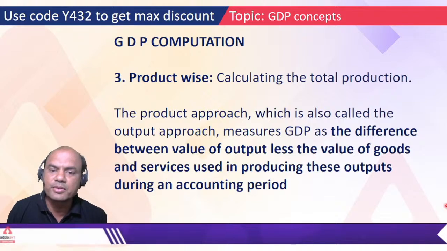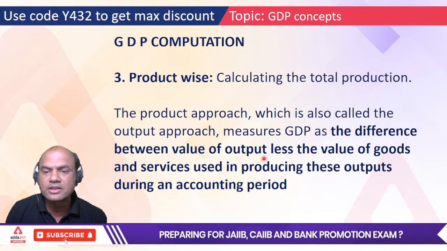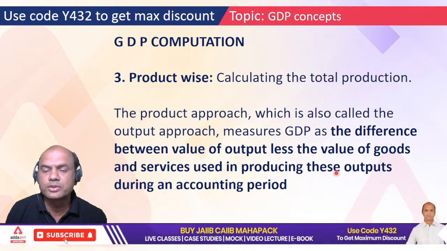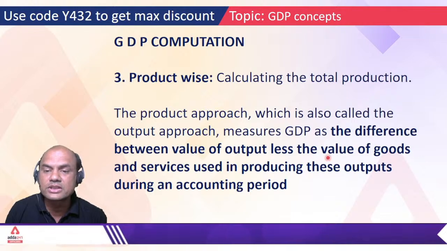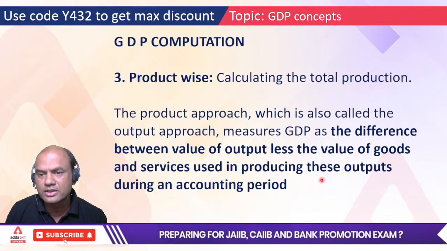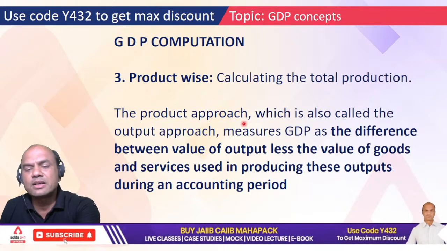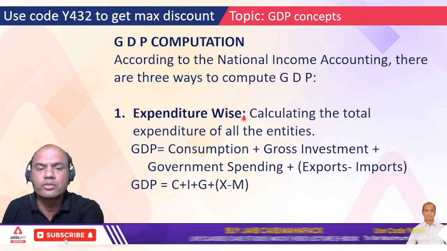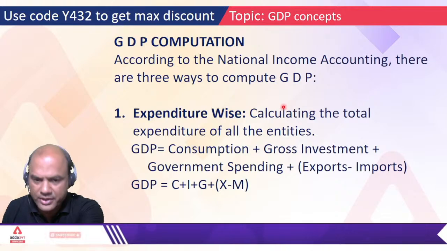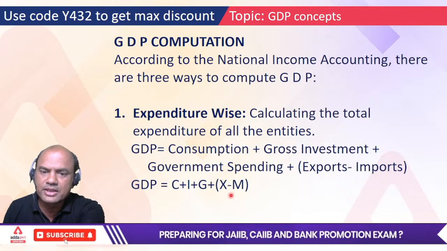It is the difference between the value of the output, so 10 rupees, less the value of the goods and services used in these outputs. So 10 minus 7. So 10 minus 7, 3 is the product wise GDP, right? Presently the government always measures it using the expenditure method: C plus I plus G plus X minus M.